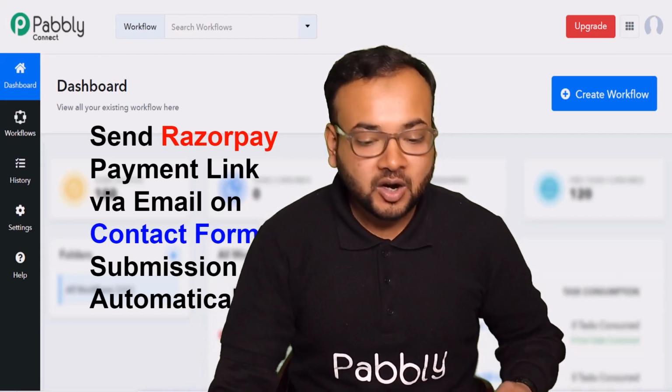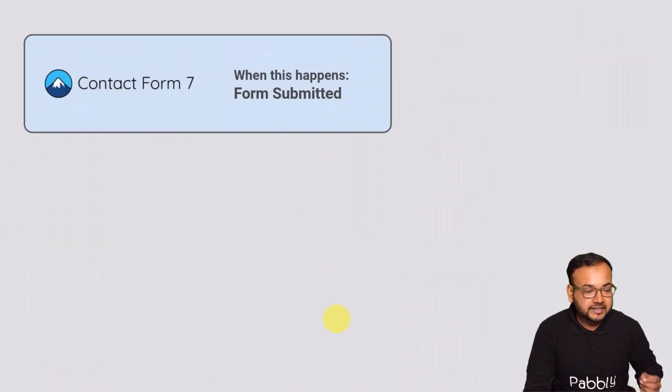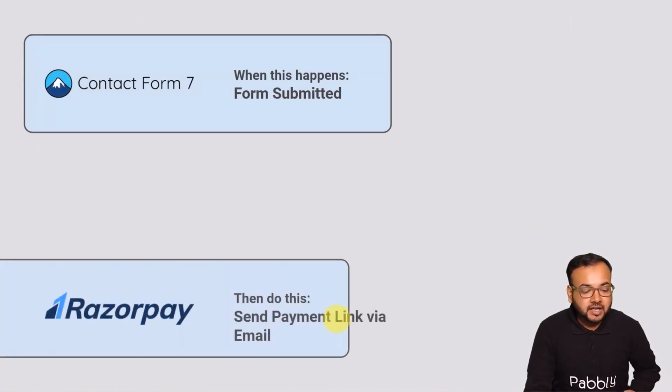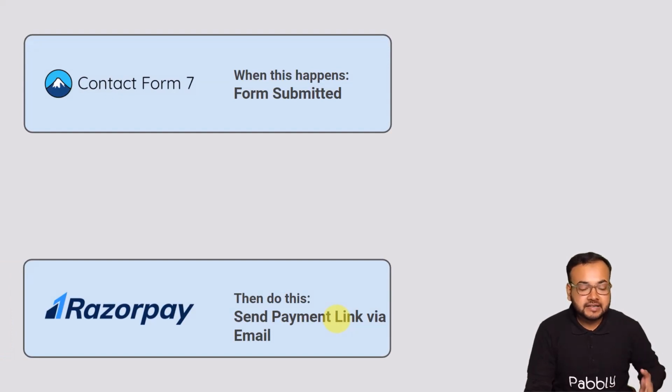And here let me show you how it is going to work. So the flow of this automation is going to work like this. As and when you receive a form submission from Contact Form 7, a payment link will be created via Razorpay and will be delivered by email to the person who has submitted the form.